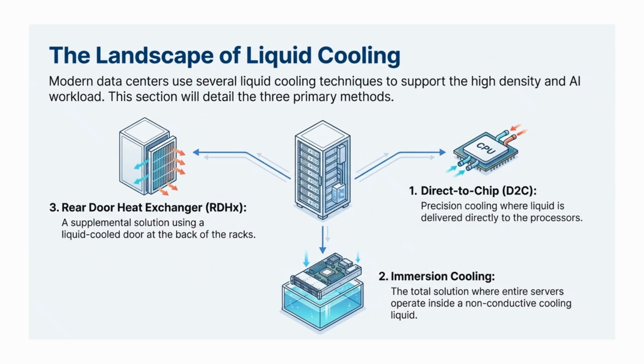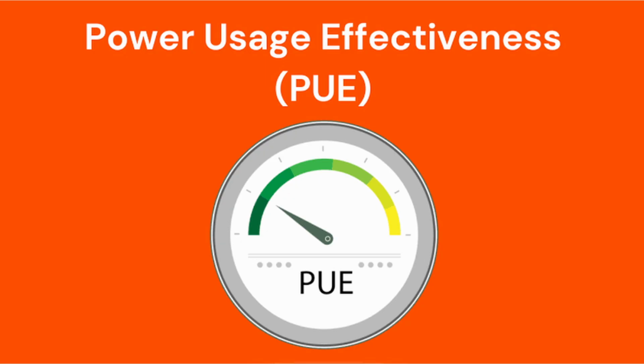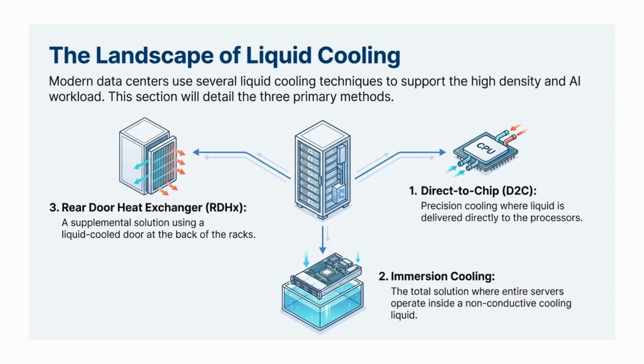And that leads directly to the metric everyone in this industry obsesses over, which is PUE. That's right. PUE, or power usage effectiveness. It's basically the gas mileage of your data center. So it's the total power going in versus the power actually used for computing, right? Exactly. A PUE of 2.0 means for every watt you use for compute, you're using another watt just for cooling and overhead. You want that number as close to 1.0 as you can possibly get.